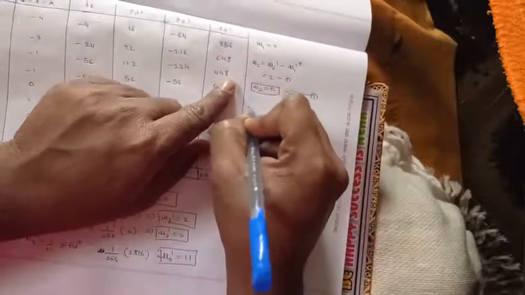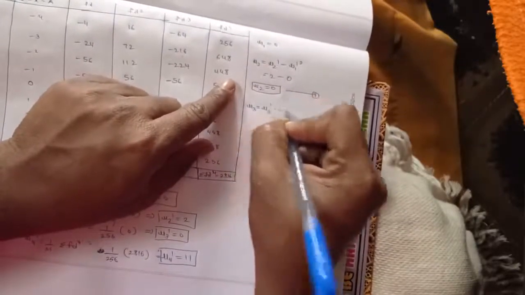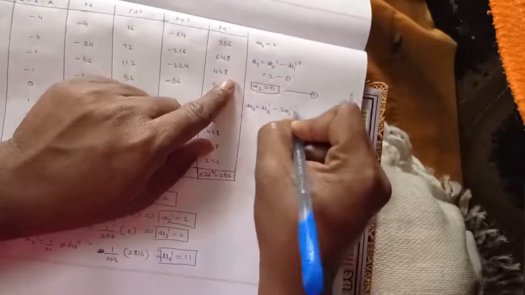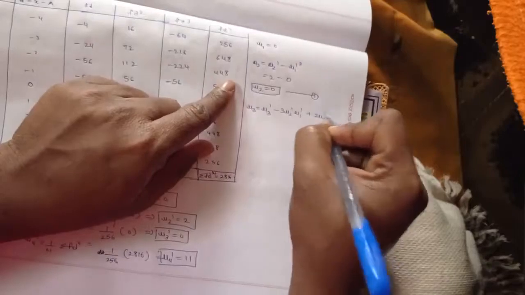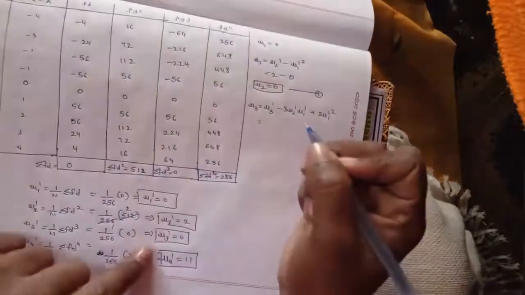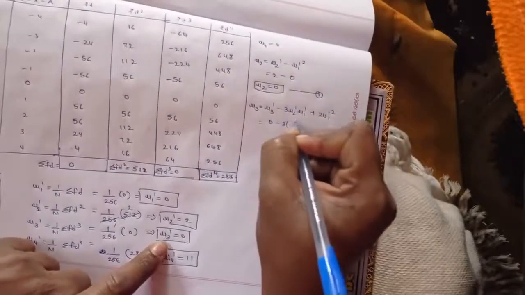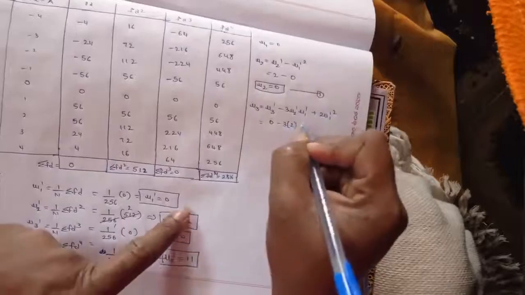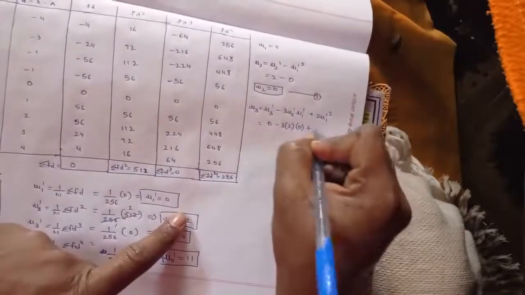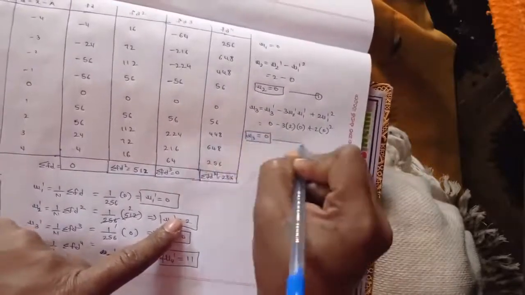So now calculating mu3. Mu3 is nothing but mu3 dash minus 3 mu2 dash mu1 dash plus 2 mu1 dash cube. What is mu3 dash? Mu3 dash is 0, minus 3 of mu2 dash, which is 2, mu1 dash is 0, plus 2 of mu1 dash, which is 0, which results in 0. So mu3 is also 0.